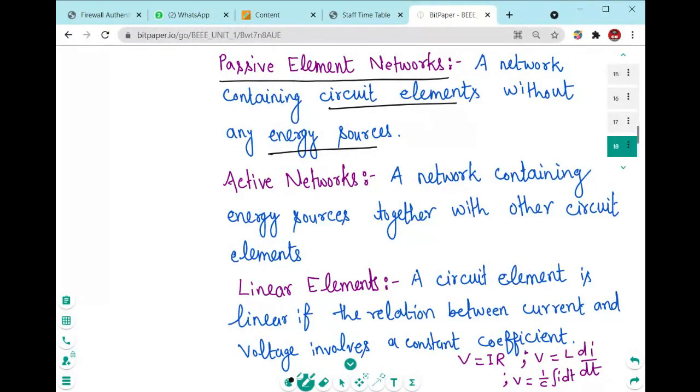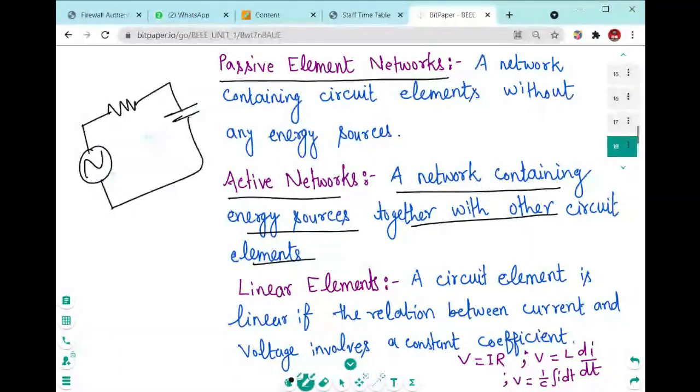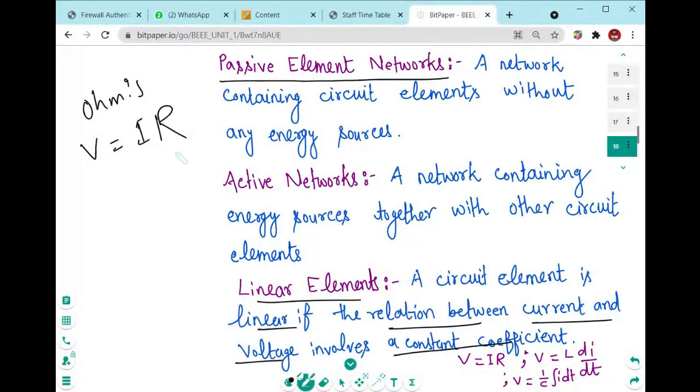A network containing circuit elements without any energy source is called a passive element network. An active network contains an energy source together with the circuit elements. When we connect a voltage source right here, let's suppose this is a voltage source, and across this we connect different components, this is your active network. What is the constant value? In a resistor, the resistance remains constant.